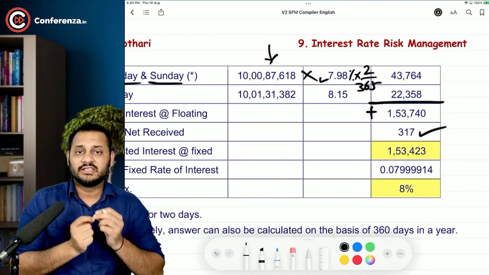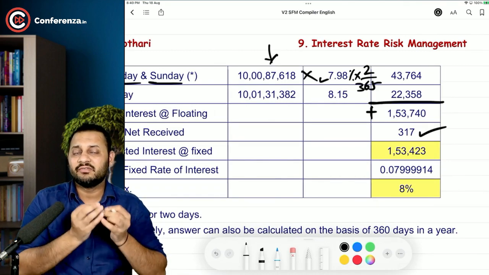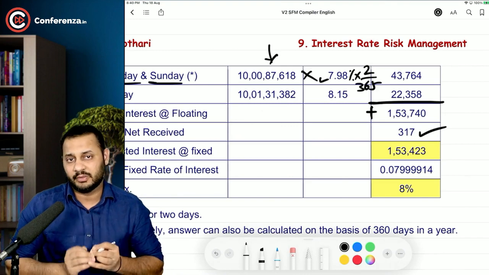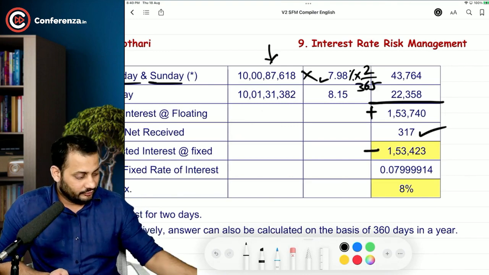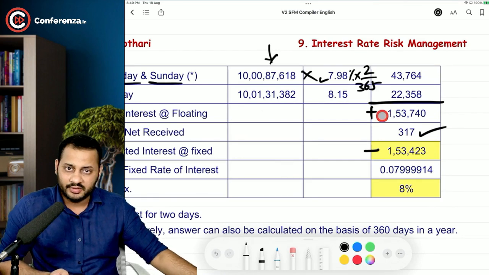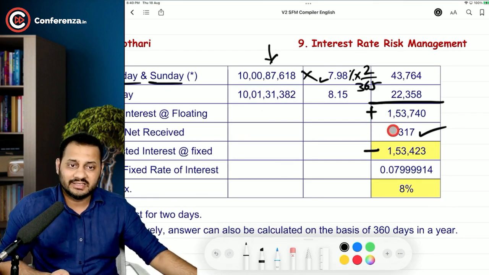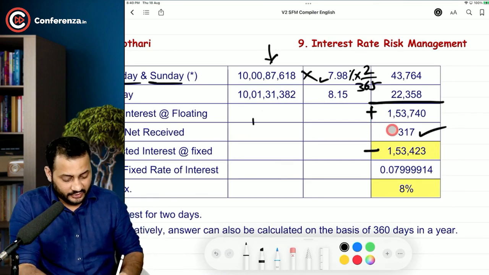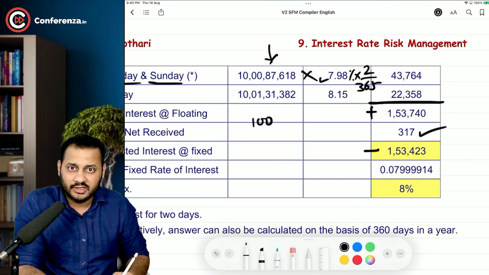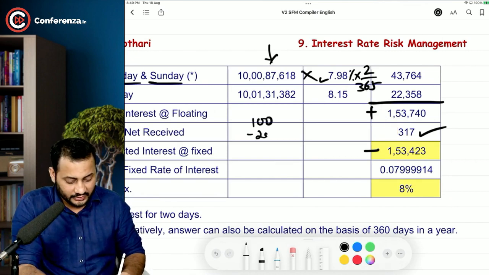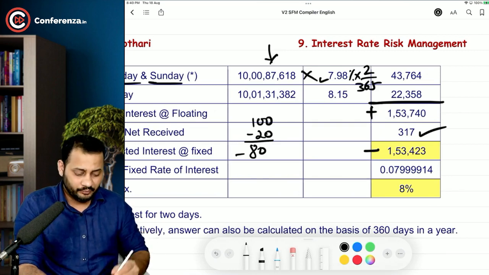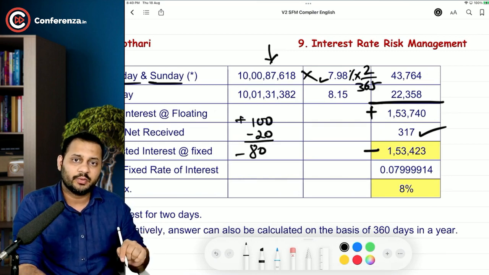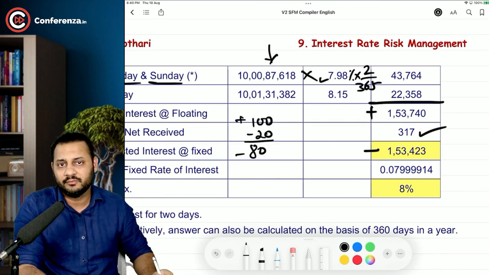Because 153,740 is 317 rupees higher than our fixed payment. So we had to pay this much. We were about to receive this much, but we received only this much. Let's say, for example, 100 rupees is something that you should receive, but you only received 20 rupees. Why? Because 80 was your payable amount. 100 was receivable, 80 was payable, and then only 20 is received. You will receive only 20 when 80 is payable.